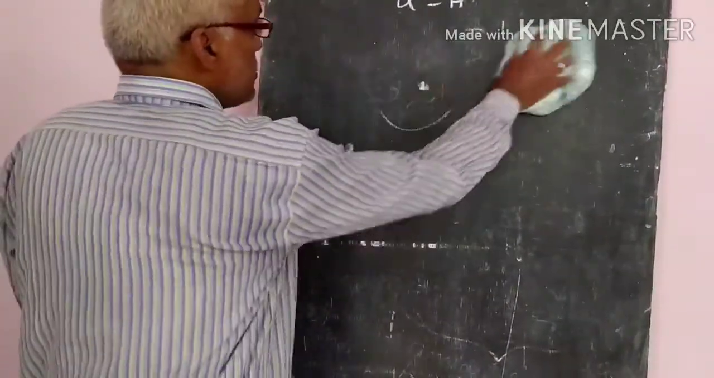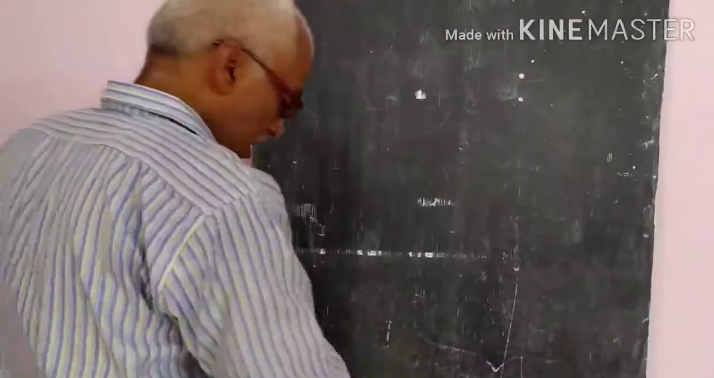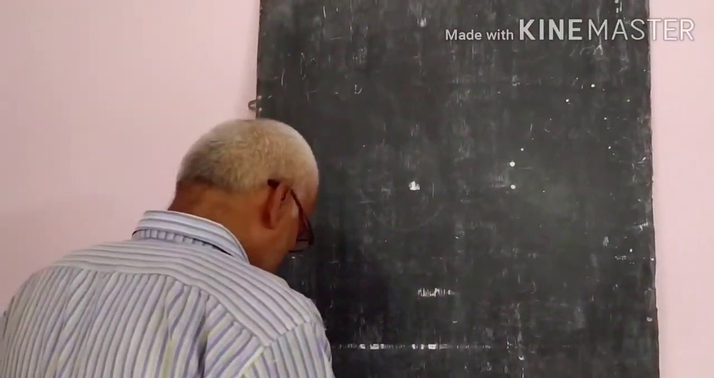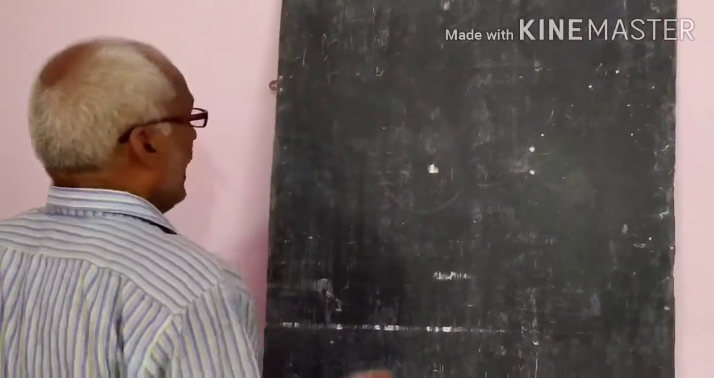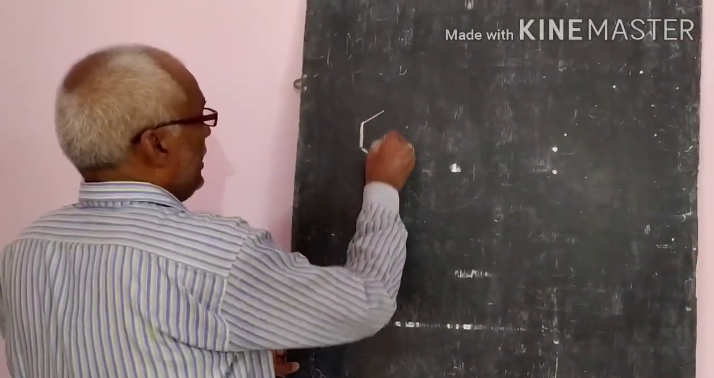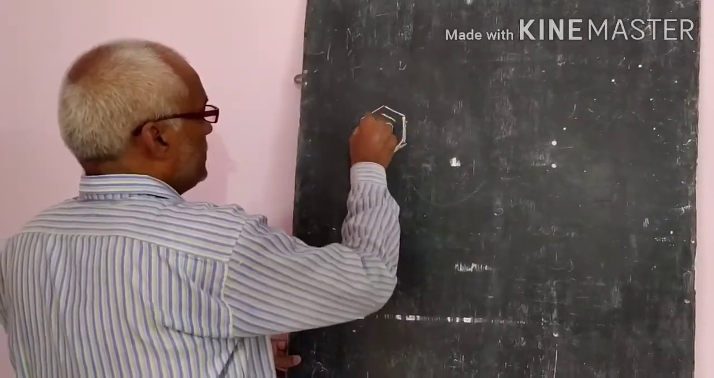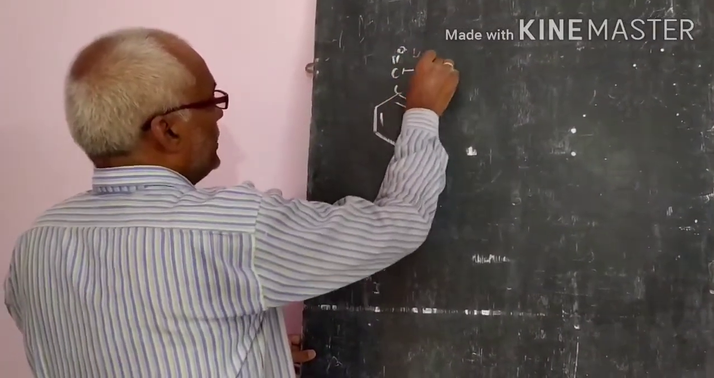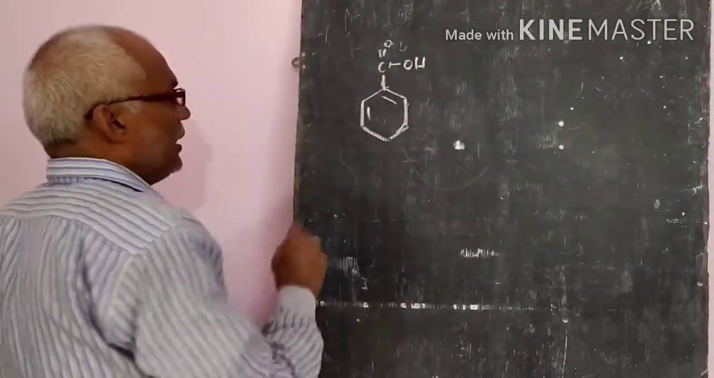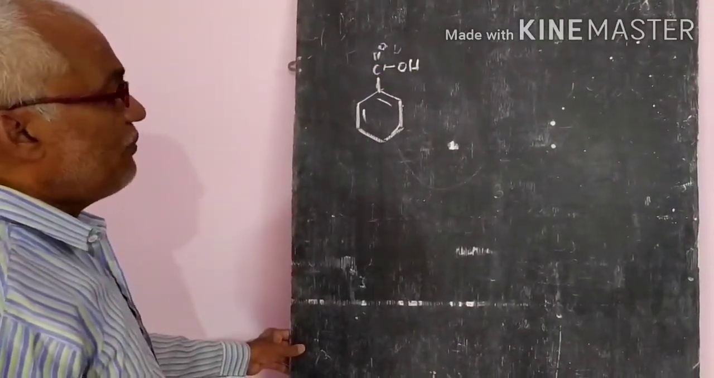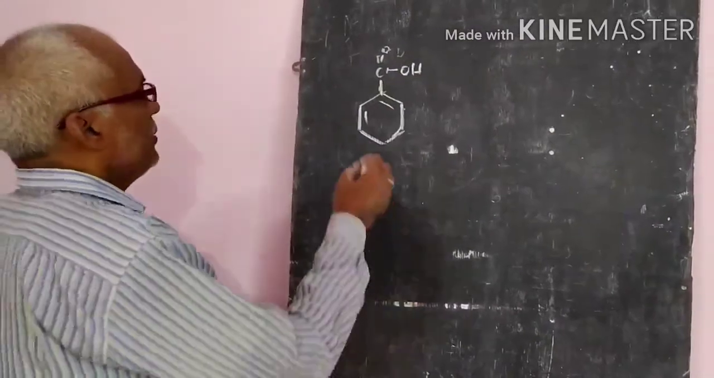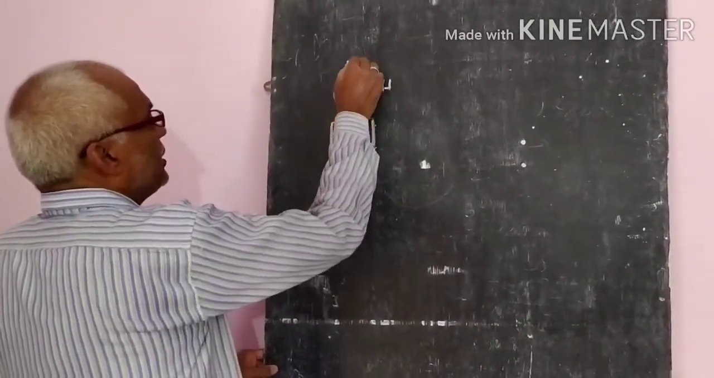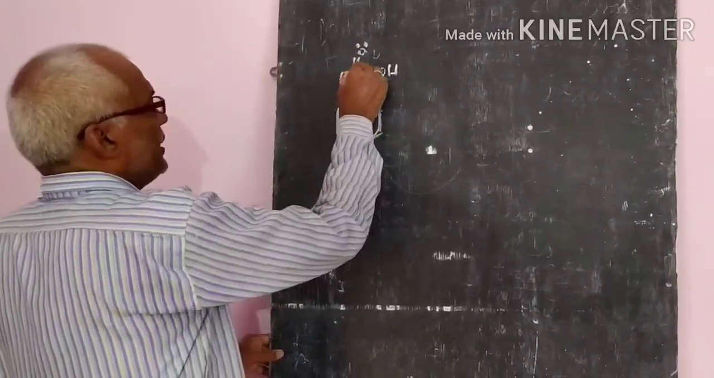And the last reaction is aromatic ring substitution reactions. Aromatic reactions. Generally, if you observe it, C double bond O, OH. Here, what type of reactions will take place? Since it has double bond character, electrons will shift like this and the reaction will take place.